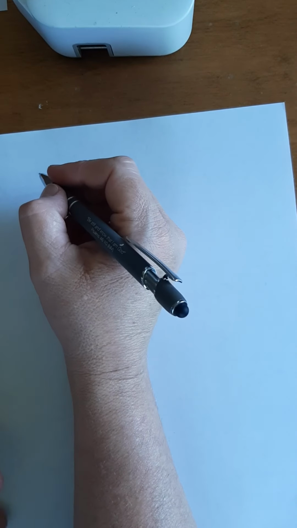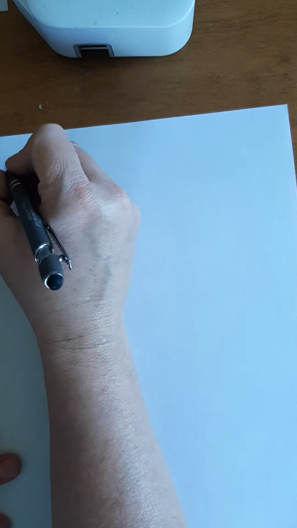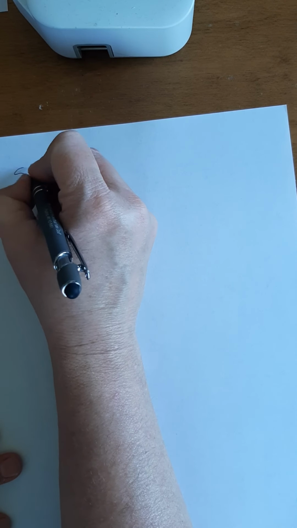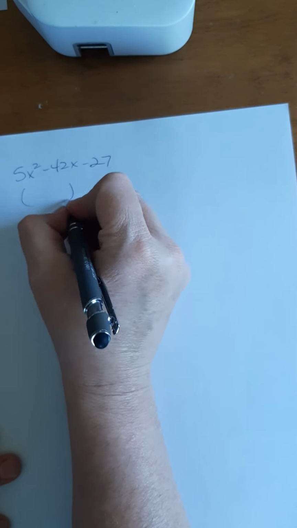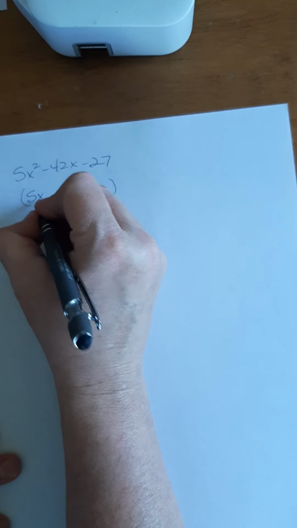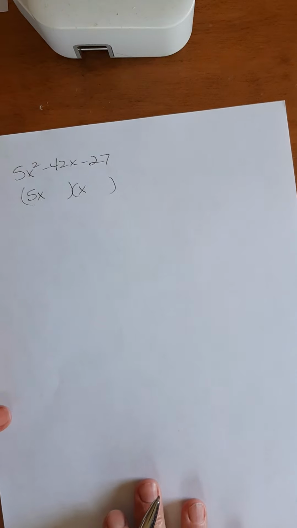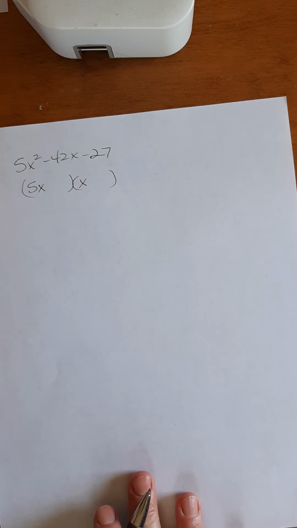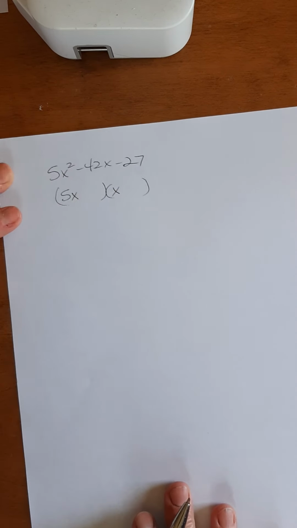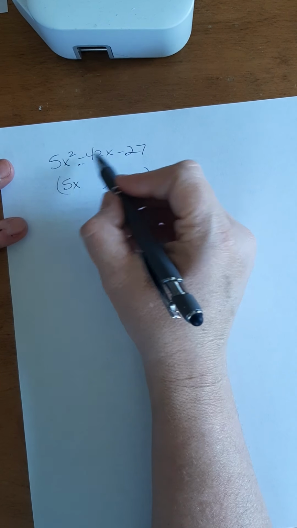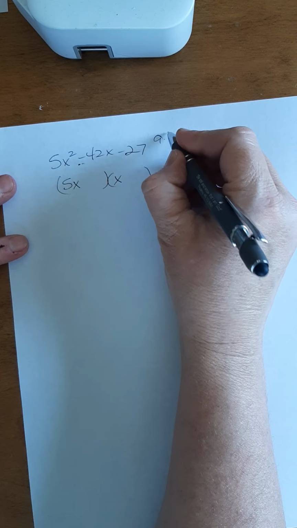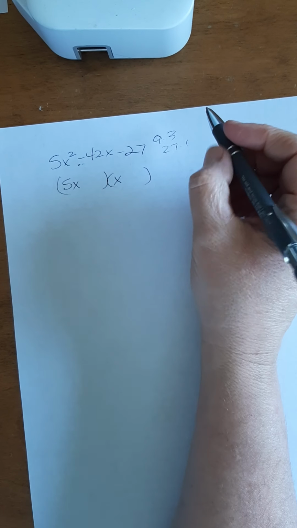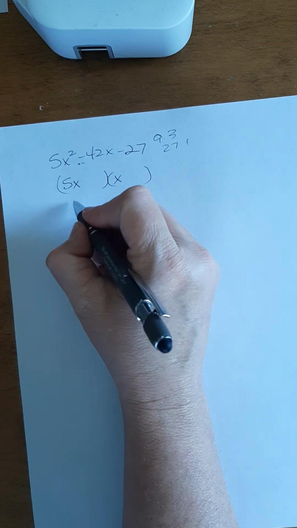But let's say it wasn't. Let's say it was something like 5x squared minus 42x minus 27, where it's just, ugh. Remember, 5x and x, always one plus, one minus, because with two minuses, we just don't know where. 27: 9 and 3, or 27 and 1, but I would probably stick with a 9 and 3.